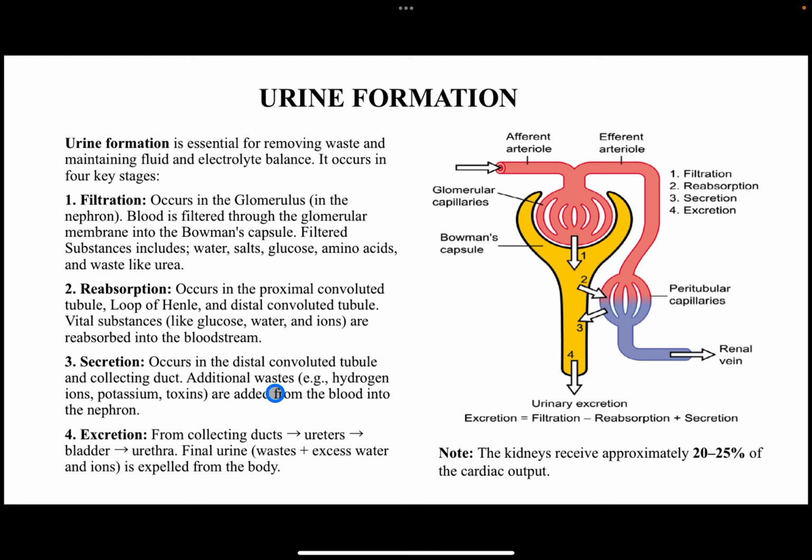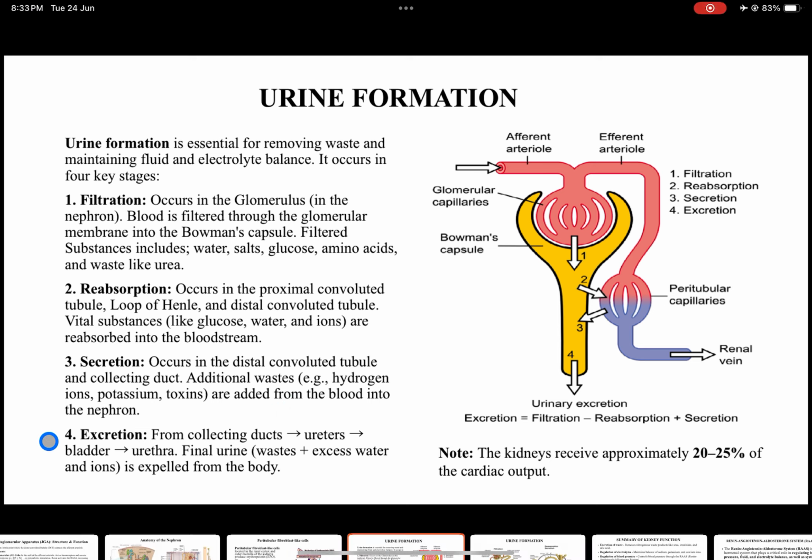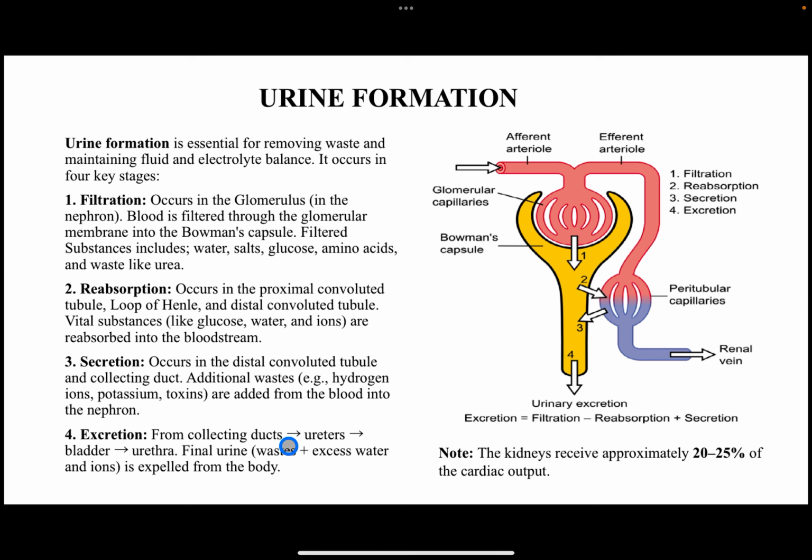Additional waste like hydrogen ions, potassium ions, and bicarbonate are usually added from the blood depending on your body's electrolyte and acid-base balance or levels. That's the secretion. Then the last process is excretion. From the collecting duct, it's now urine, so it moves to the ureters, into the urinary bladder, and through the urethra. Then finally the urine is expelled out of the body.